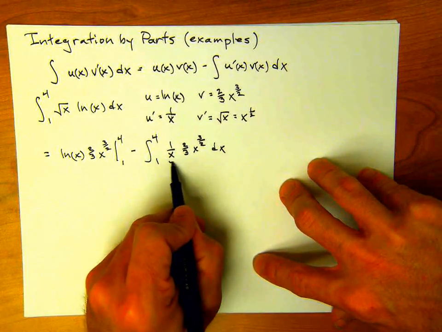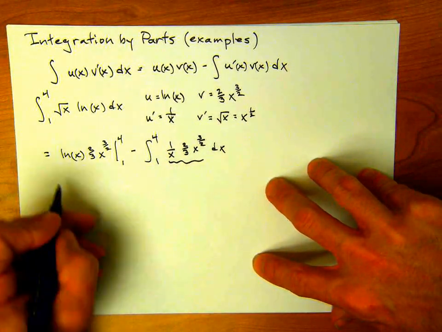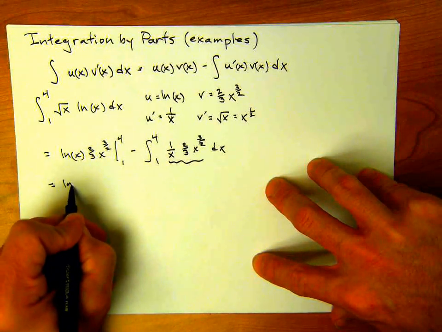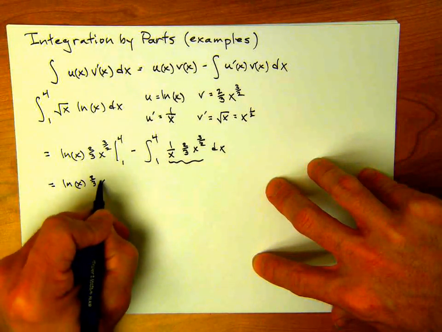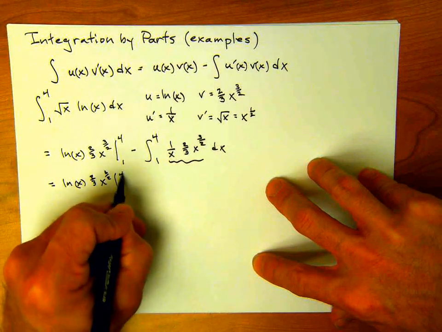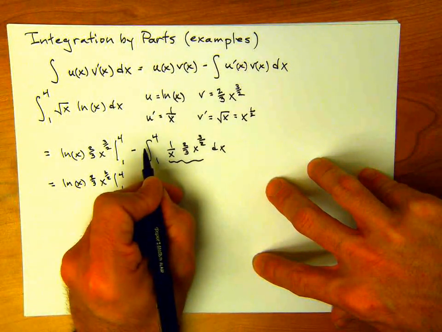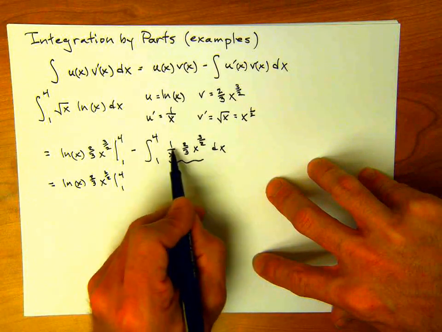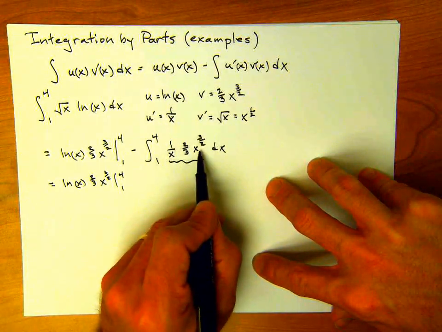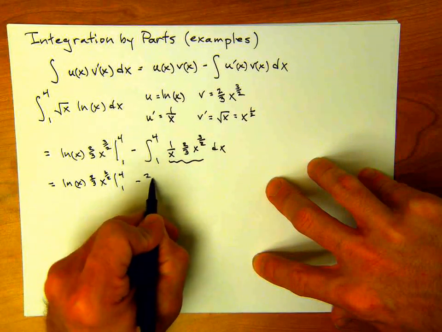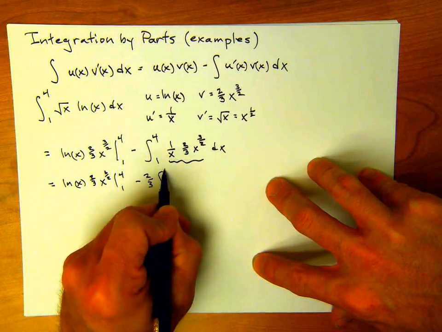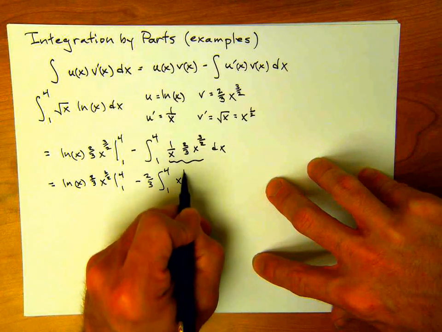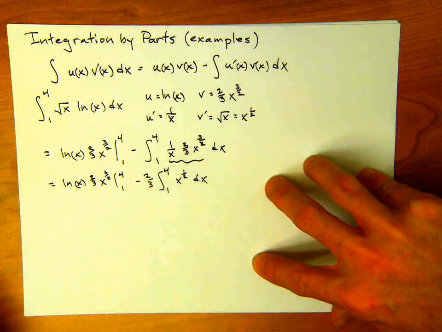I'd like to simplify this integrand before we go any further. So I'll just rewrite this for right now. 2/3 x to the 3/2, 1 to 4. And the 2/3 can come out, and I'm taking 1 over x times x to the 3/2. That's basically taking x to the 3/2 and dividing by x. So that ultimately gives me 2/3 integral from 1 to 4 of x to the 1/2 dx, which actually is just square root of x, right?